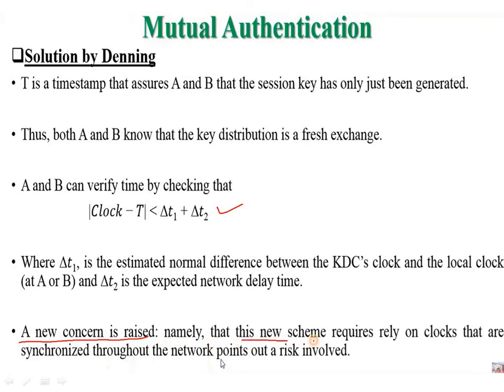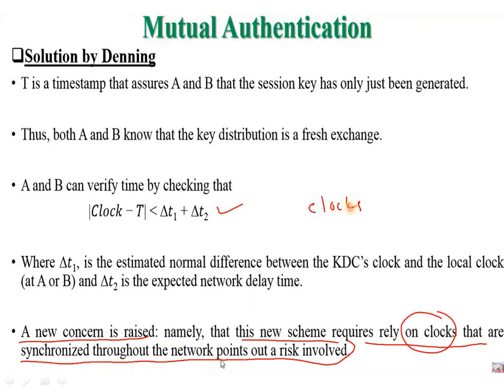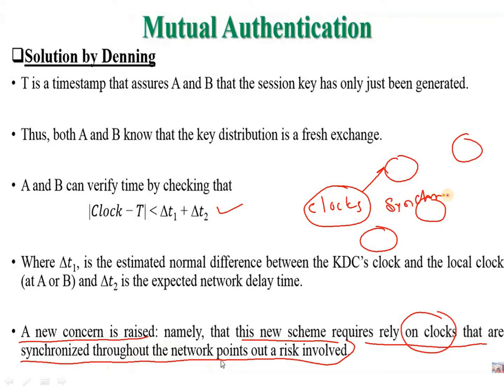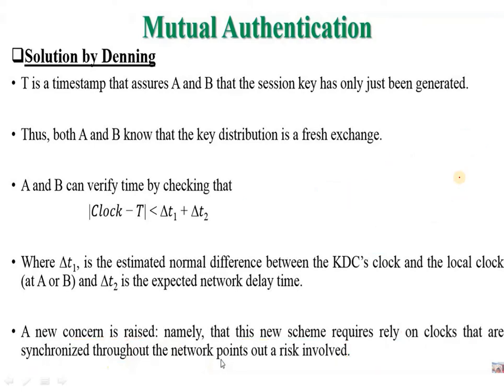Namely, this new scheme relies on clocks. We rely on timing that is synchronized throughout the network, and this points out the risk involved. Because these clocks in the network are not synchronized: one clock will have its time, the local clock will have another time, the remote clock will have another time. There is no synchronization between the clocks in the network. This is another problem that arises here.